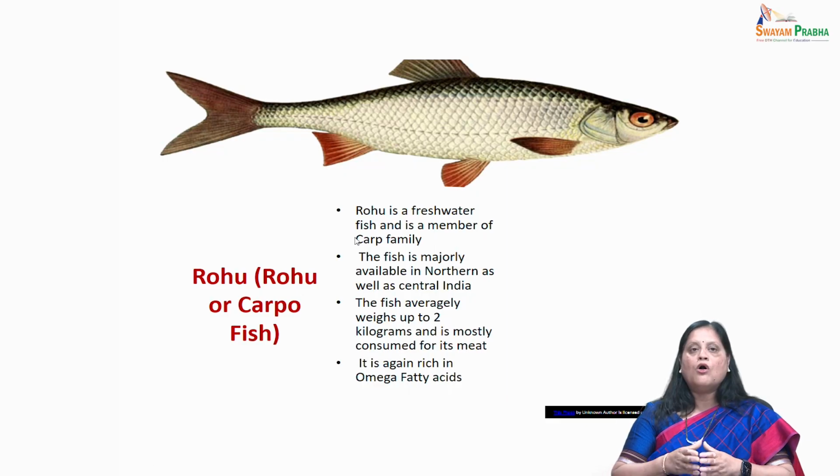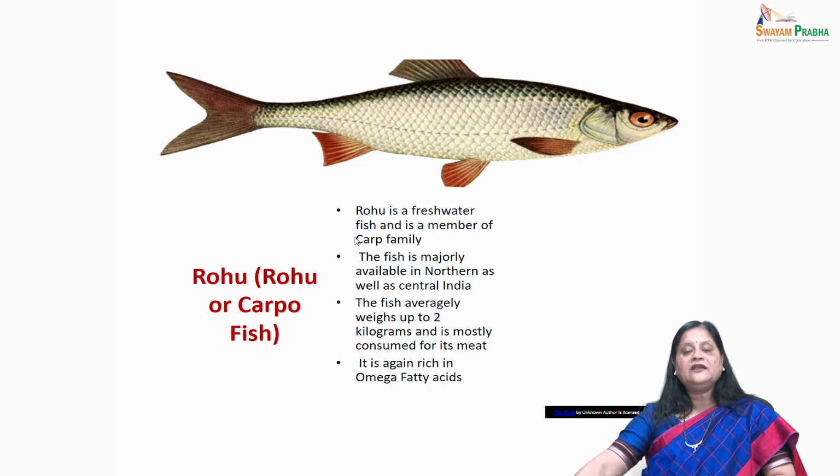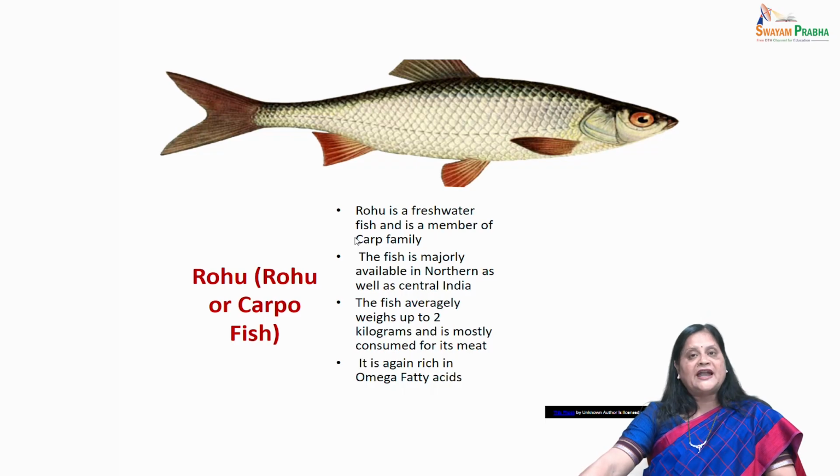Rohu or carpo fish. Rohu is a freshwater fish and is a member of the carp family. The fish is majorly available in northern as well as central India. The fish averagely weighs up to 2 kg and is mostly consumed for its meat. It is again rich in omega fatty acids.